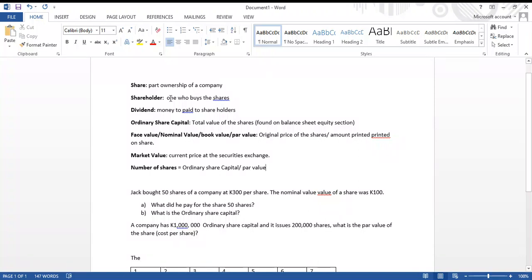All right, so we're looking at social and commercial arithmetic, mathematics. Today we're looking at calculations involving shares. A share is part ownership of a company, right? Public limited companies sell shares in order to raise money so that they can invest in new projects or invest in new assets, all right? The shareholder is the person who buys the shares, and a dividend is money paid to the shareholder.